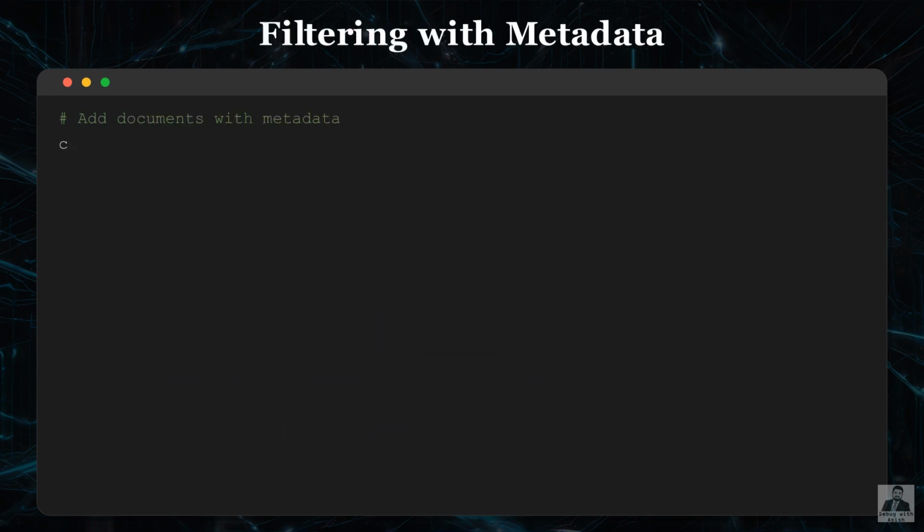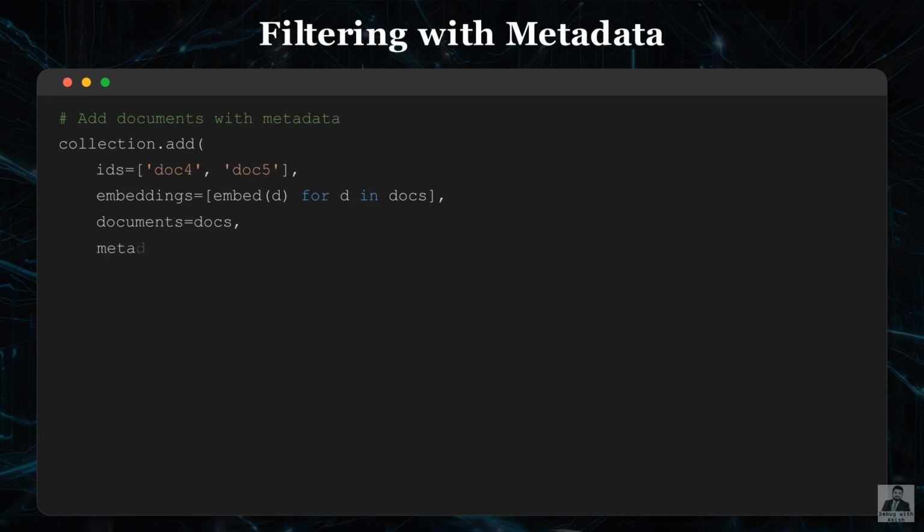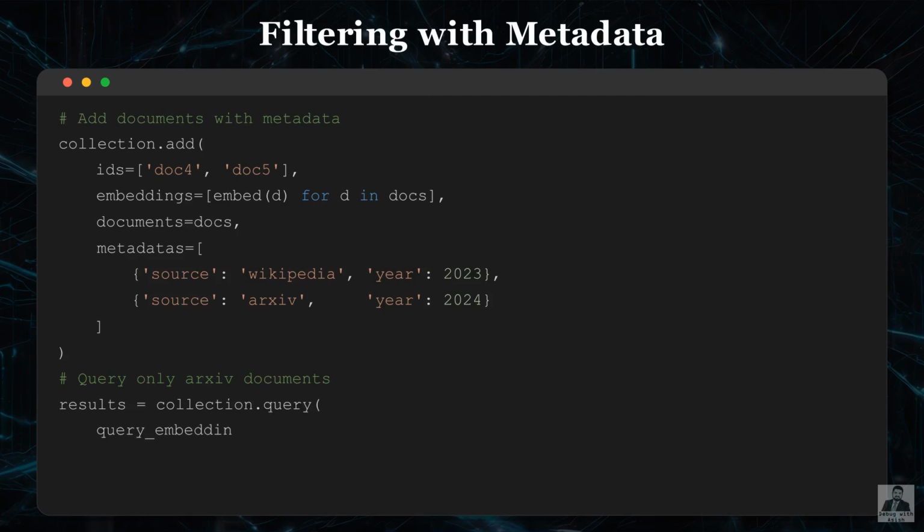One of the most powerful features of vector databases is metadata filtering. When you add documents, you can attach a dictionary of metadata to each one, like the source name or the year it was written. Then, at query time, you can pass a filter, so Chroma only searches within the matching subset. This means you can do things like only search documents from a specific author, or only search content newer than a certain year.